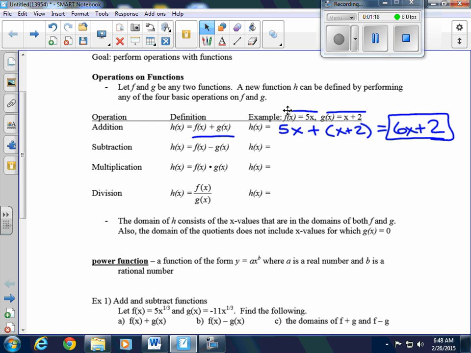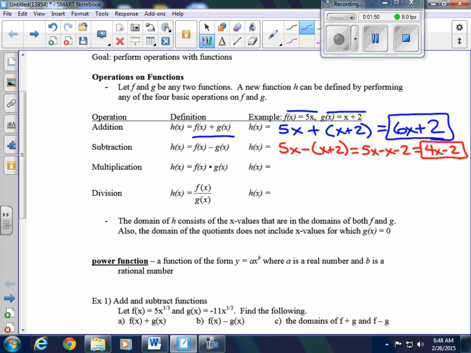When we talk about the subtraction, same thing. We're putting in f of x and g of x. So we're going to have f of x, that's going to be minus x plus 2. However, in this case, notice we have a minus and then the parenthesis x plus 2. We have to use the distributive property for that. So it's going to be 5x minus x minus 2. And so our function is going to be 4x minus 2. So now our new function h of x would be 4x minus 2.